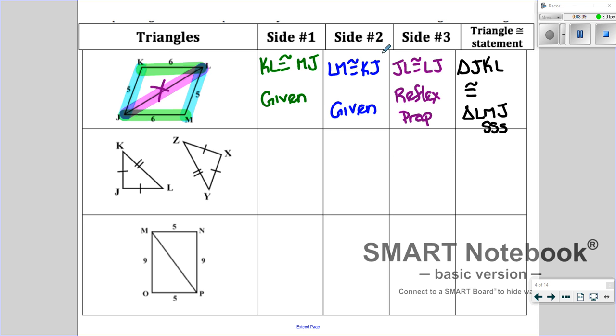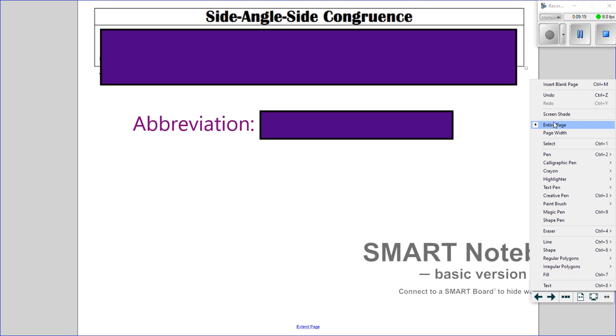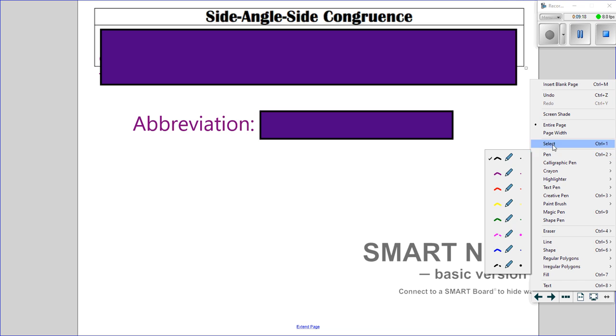Right. So I'm not going to do these other two examples because if you look at it, you'll see that you just match up the sides that are congruent to the other side, and then you write your triangle statement, and it's going to be side, side, side because all of the sides are marked. Same thing with this rectangle, just like the one we just finished. You just look at the two 9s, they're congruent, the 5s are congruent, and the side MP is also congruent because of reflexive property. Alright, let's go on to the next one, which is side angle side congruence.